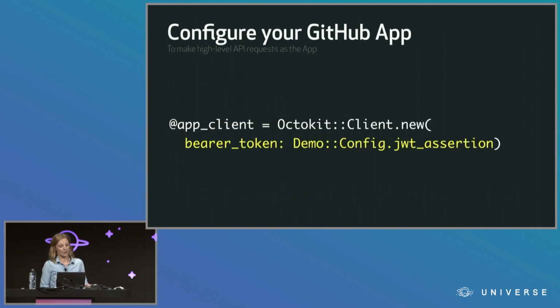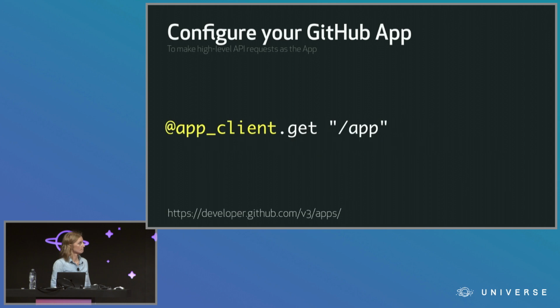So here I'm using the Authenticate client, which is a handy wrapper for the API. I'm passing it that JWT token. And then I can use that client, which holds the authentication as the app, to make API requests as that app.